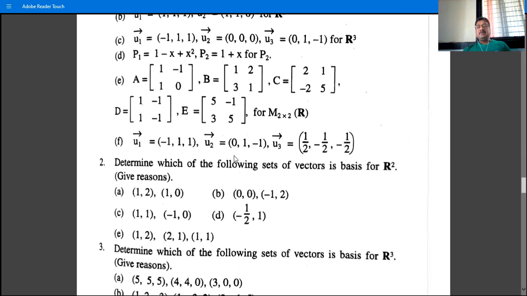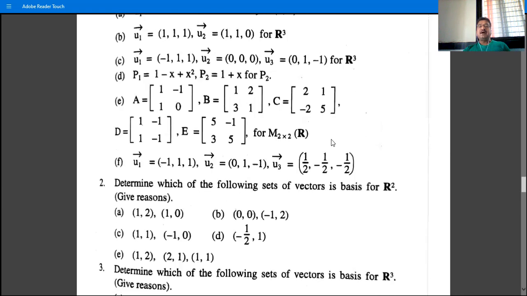For the last problem, we can also check whether this set u1, u2, u3 is linearly dependent or independent by taking scalars. Let k1, k2, k3 be scalars such that k1 u1 plus k2 u2 plus k3 u3 is equal to the zero vector, and then find the values of k1, k2, k3. We observe that k1, k2, k3 are not all equal to 0, and therefore this set is linearly dependent, and therefore this set is not a basis of R3.